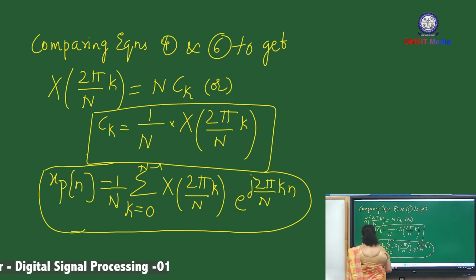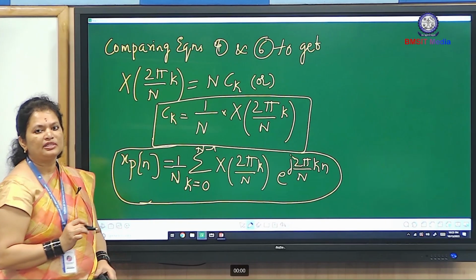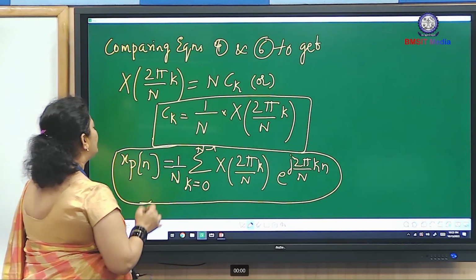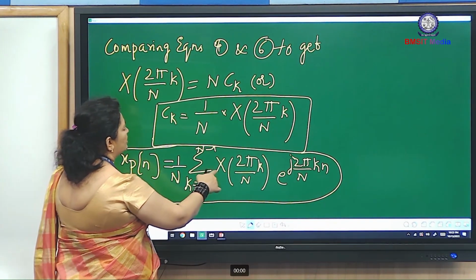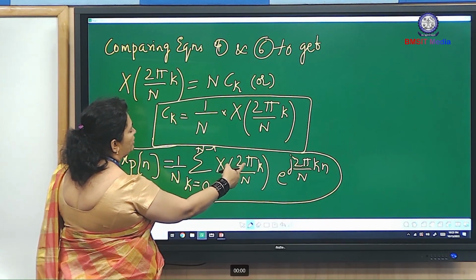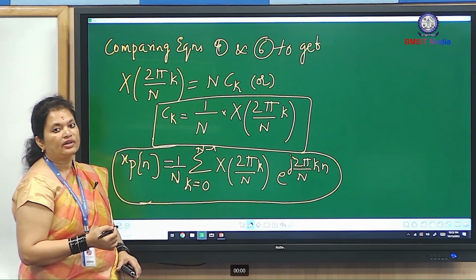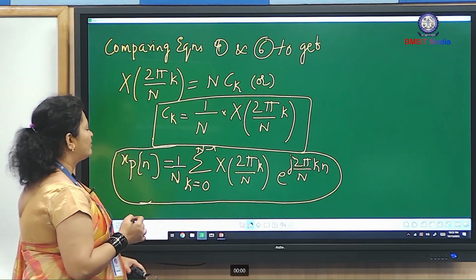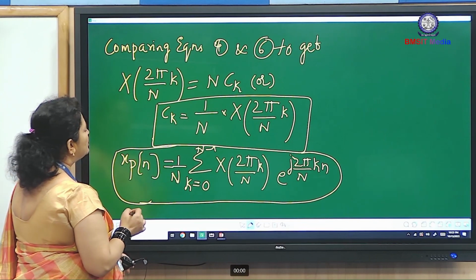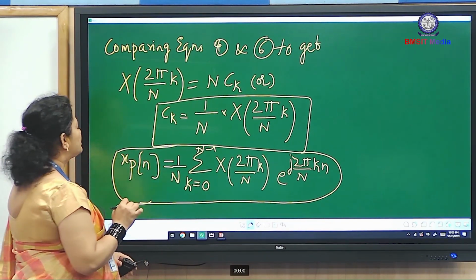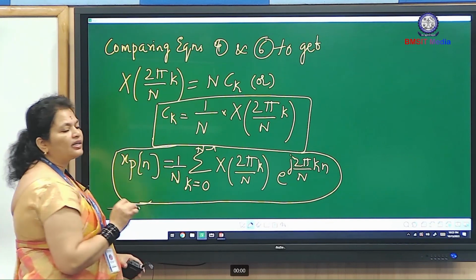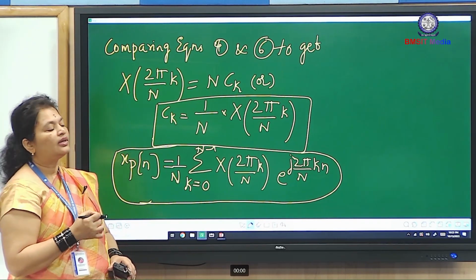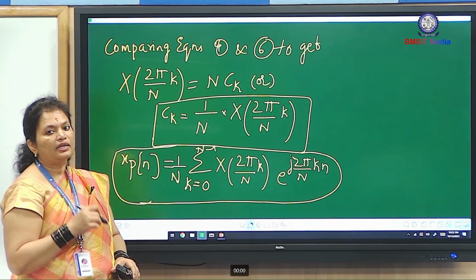So here our idea was to reconstruct back our time domain sequence x of n from the frequency samples x of 2 pi by n k. But when you look at this equation, we are using the frequency domain samples x of 2 pi by n k, but when you are reconstructing, you are getting xp of n. What is xp of n? The periodic repetition of x of n. So though we have reached this equation, it doesn't actually give us the solution. This equation only tells us that we can reconstruct the periodic extension of x of n, but we are not able to reconstruct x of n.